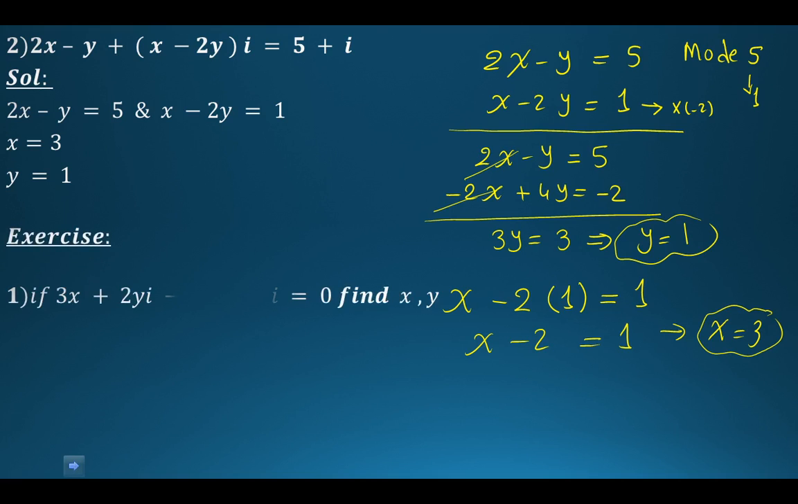Exercise. If 3x plus 2yi minus 9 minus x minus xi minus I equals 0, find x and y. This is one of the important examples. Let's solve it together. Solution.